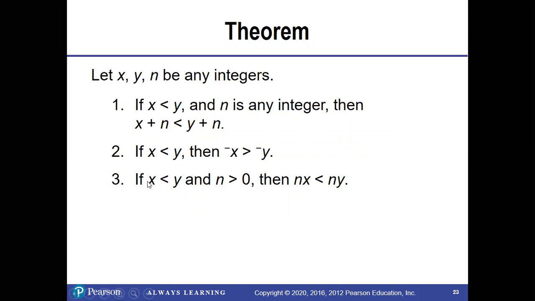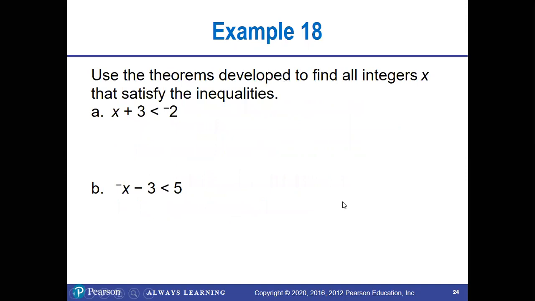So if I have two things in an inequality and we multiply by n, which is positive, when I multiply by a positive n, nothing changes the symbol. But if I multiply both sides by a negative, or a number less than 0, it's going to flip the symbol. So anytime we multiply or divide by a negative, we flip that symbol. Using our theorems, how do I solve these kinds of problems?